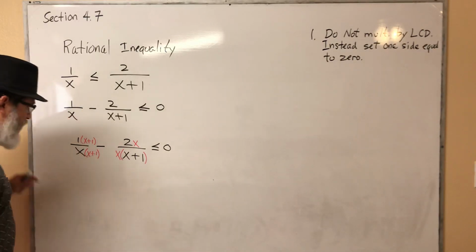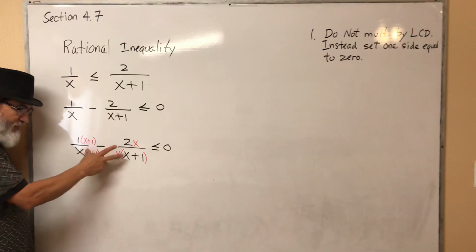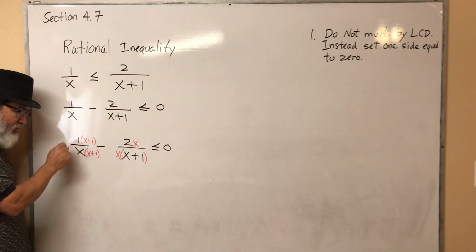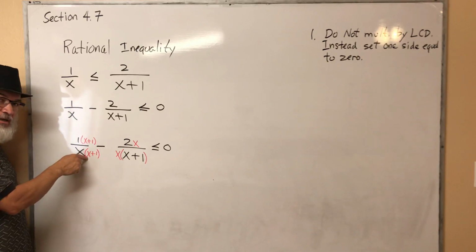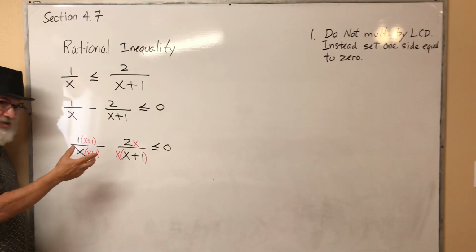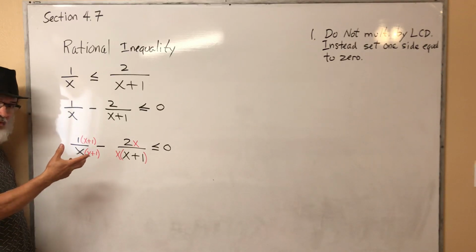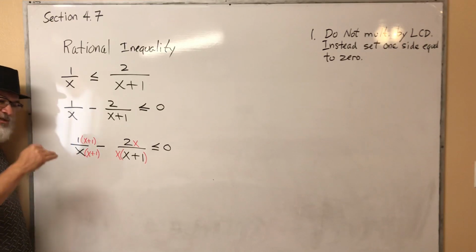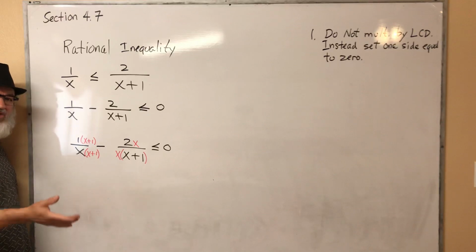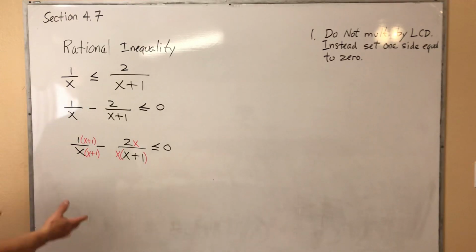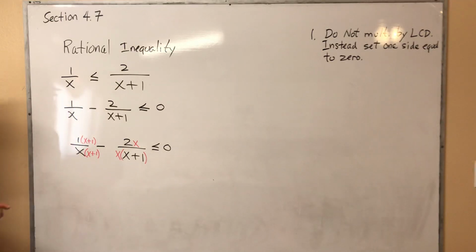No, I didn't. What I did was, if I'm going to add those two, I better multiply this numerator by x plus 1 and this denominator by x plus 1. And I better multiply this numerator by x and this by x. Okay, that's allowed. You can take a fraction and multiply top and bottom by the same thing, and you get an equivalent fraction. That's what I did. Now they have the same denominator. I can combine the numerators.